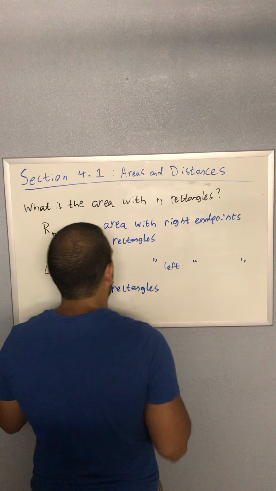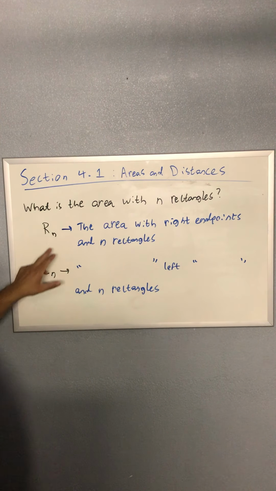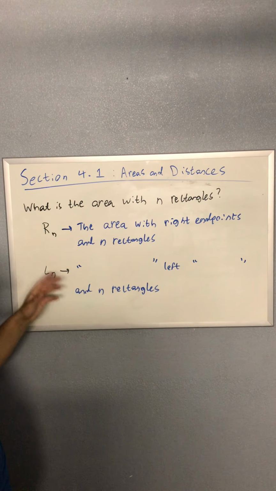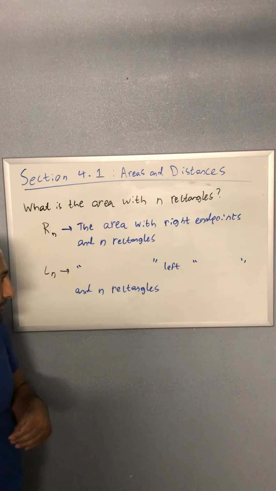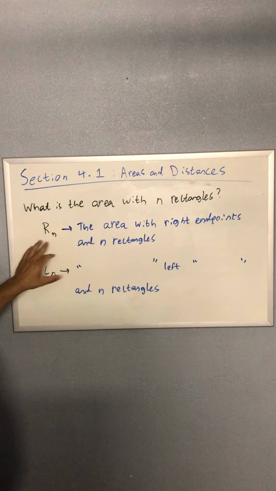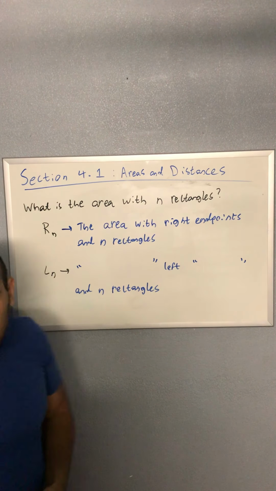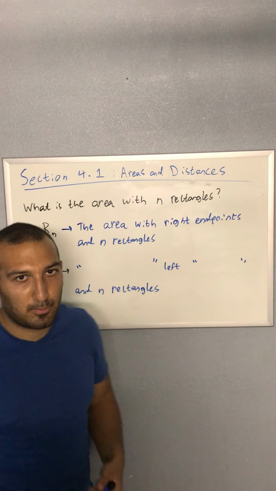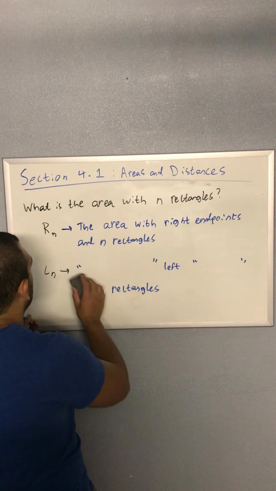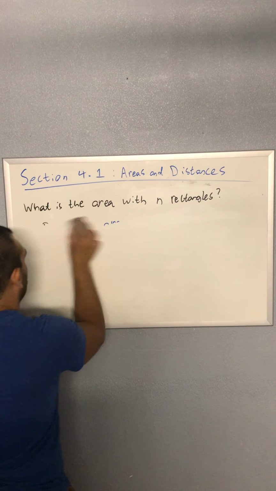Okay, so in our calculation we concretely found R sub 4 and L sub 4. We found those because we were using 4 rectangles. But now we want to figure out, for an arbitrary amount of rectangles, n rectangles, what is the area under the curve? Well, at least in our particular case, with the function x squared from 0 to 1.